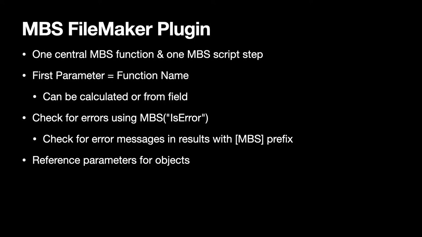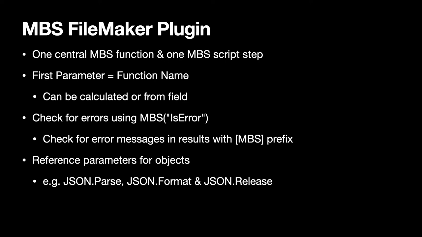Please note that a lot of functions take reference parameters. So you may, for example, call JSON parse, get a number, pass this number to JSON format to refer to the same JSON object in memory, and later call JSON release. This way we can avoid having tons of parameters on functions, because we can just create an object, keep it in memory, you can work on the object, and then we can release it. This makes a lot of functionality much easier to use.